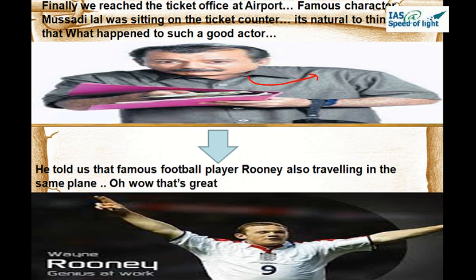So Musaddi Lal was a famous character of a TV show, Office. So when you went to that ticket counter, Musaddi Lal was sitting inside it. And you got surprised, like what has happened to such a good actor? Now he has to work in an airport selling tickets. So Musaddi Lal told you that the famous football player Rooney is also traveling on the same plane, and we really got excited that we would be traveling with Rooney.